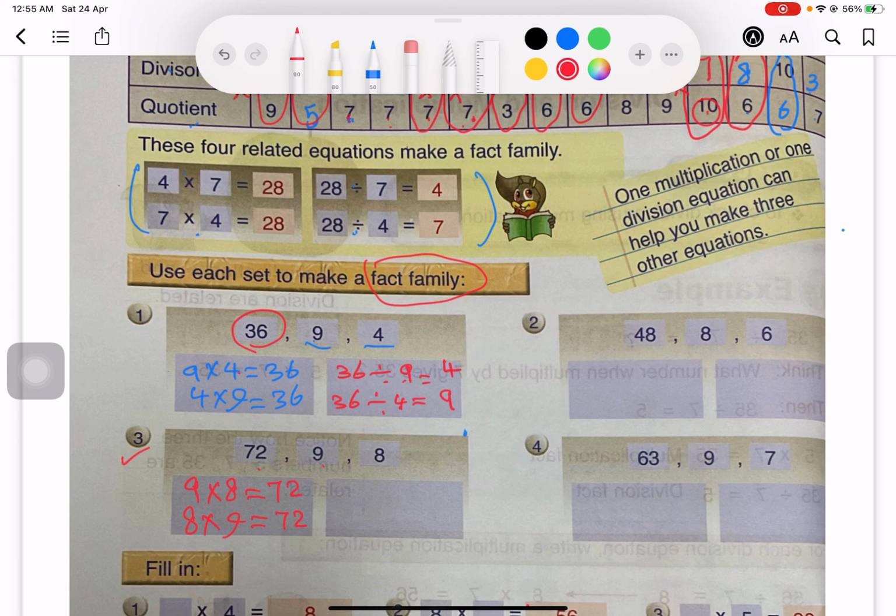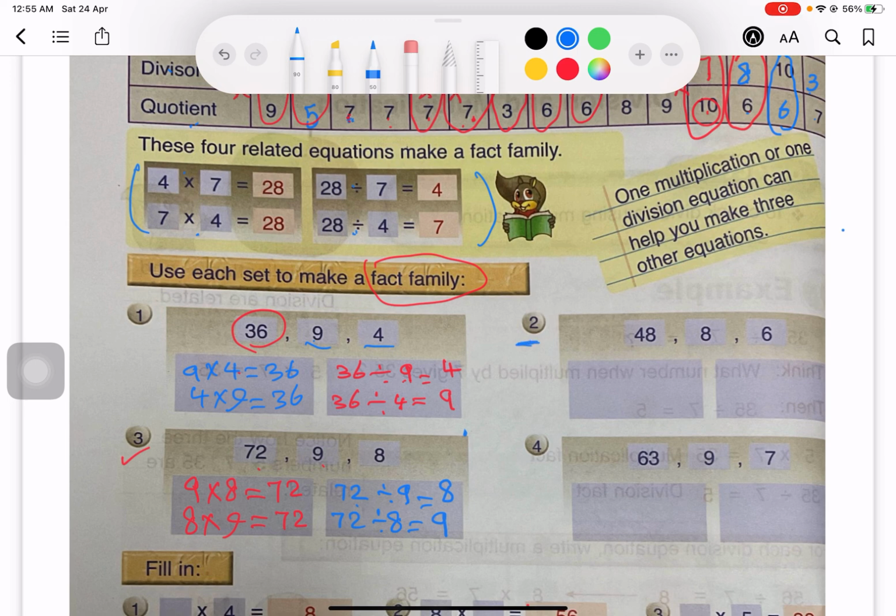Now go to the other side and I will write in the other box 2 division sentences. I will start 72 divide 9, 72 divide 8. Okay? What number you multiply by 9, you get 72? Of course, it's 8. What number you multiply by 8, you get 72? It's 9. So I wrote 2 multiplication sentences and 2 division sentences.